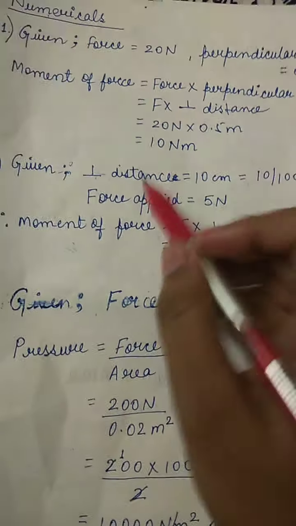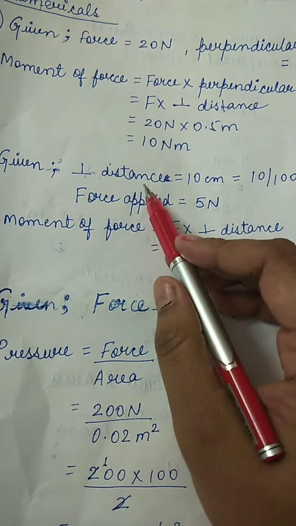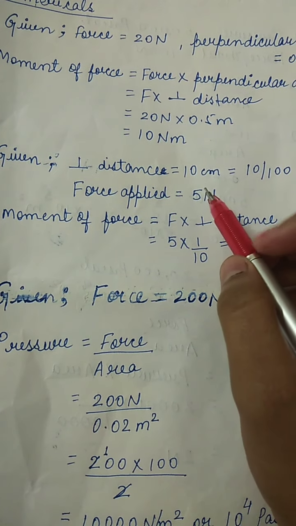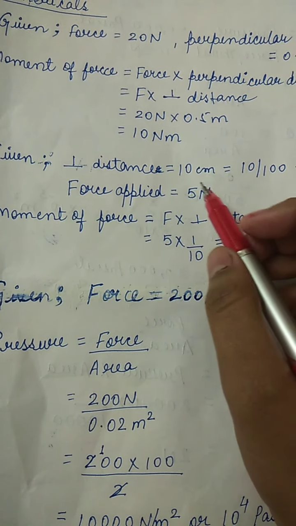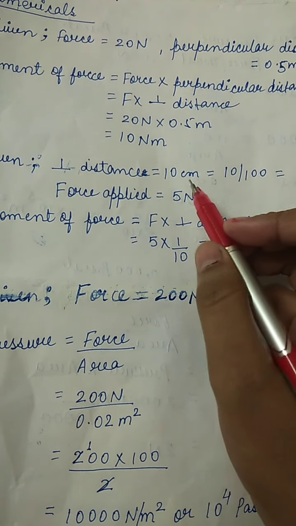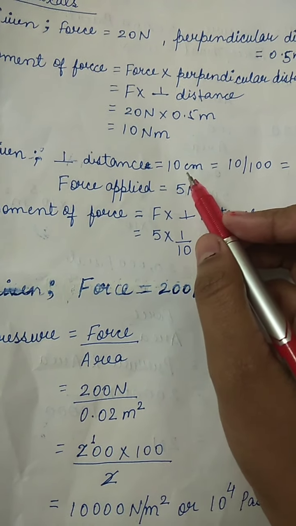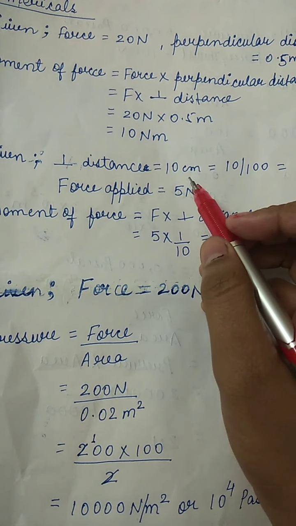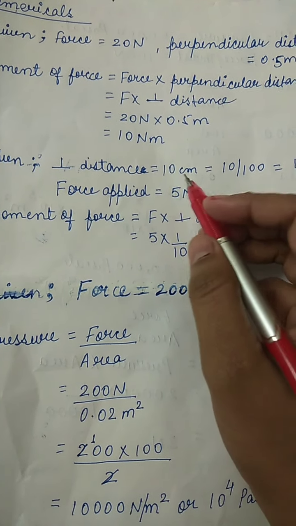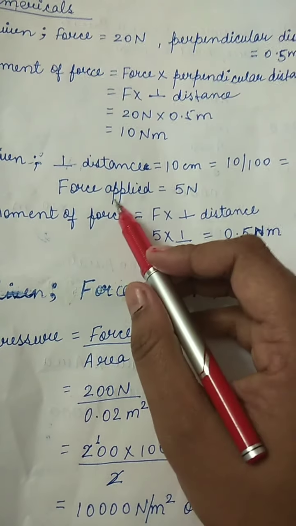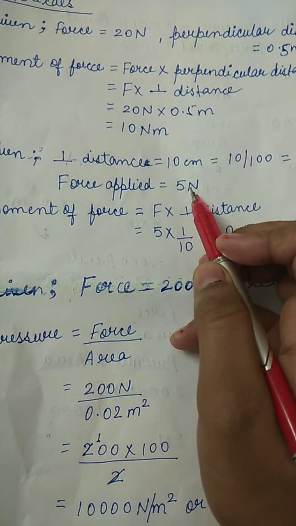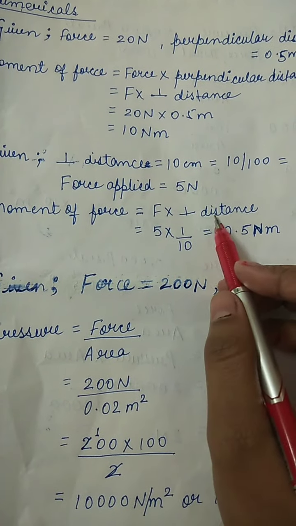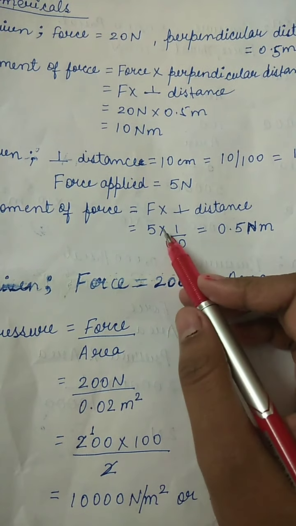Again the question is the same. Given part: perpendicular distance is given as 10 centimeter and force is given as 5 Newton. So you have to find the moment of force. Moment of force is force into perpendicular distance, which is 5 into 1 by 10.